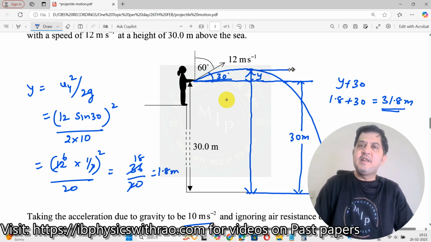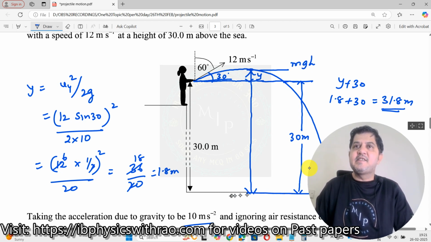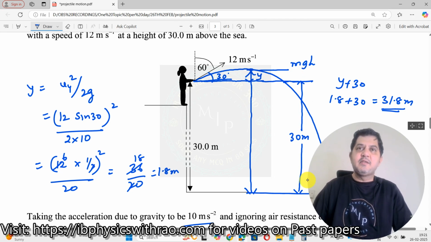Okay, what you can do is you can say, if the stone comes and hits here with some speed, why does it hit? Because it had some energy. What is the energy? It had an energy equal to mgh. If I take this as a reference level, all the mgh got converted into kinetic energy. You can use that, right?